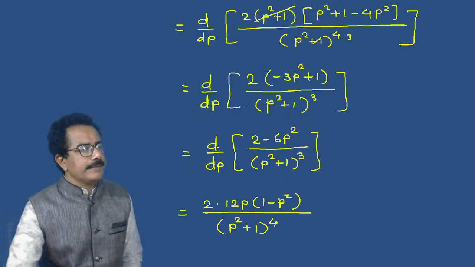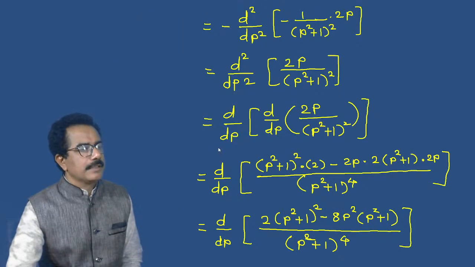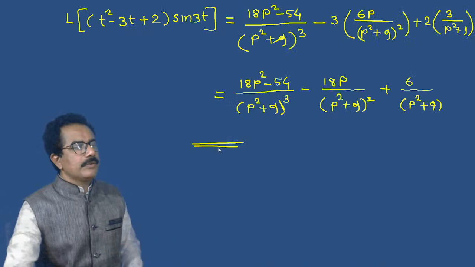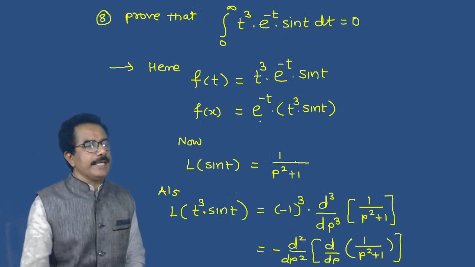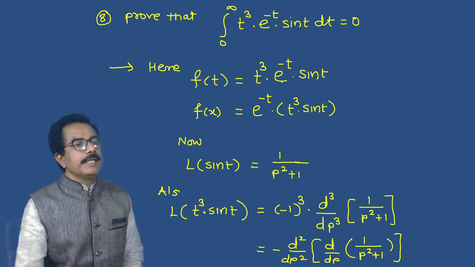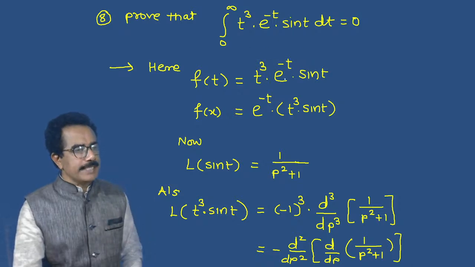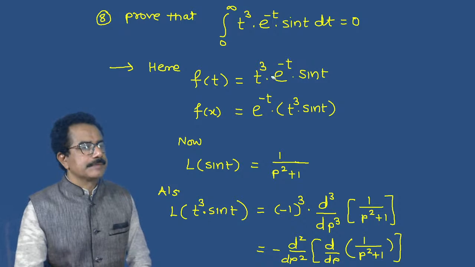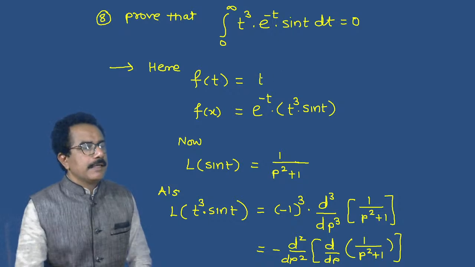f of t. Actually we have to use here f of t is equal to e raised to t into sin t. T into sin t. Keep this as it is. T cube into sin t.